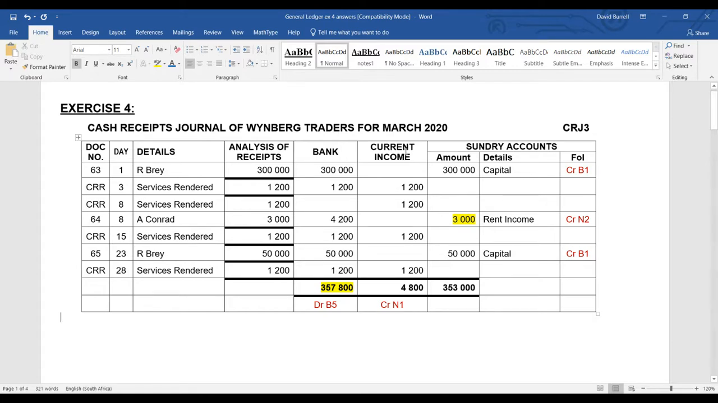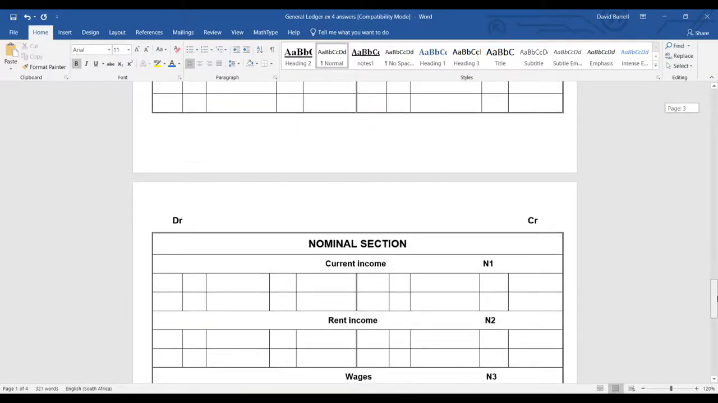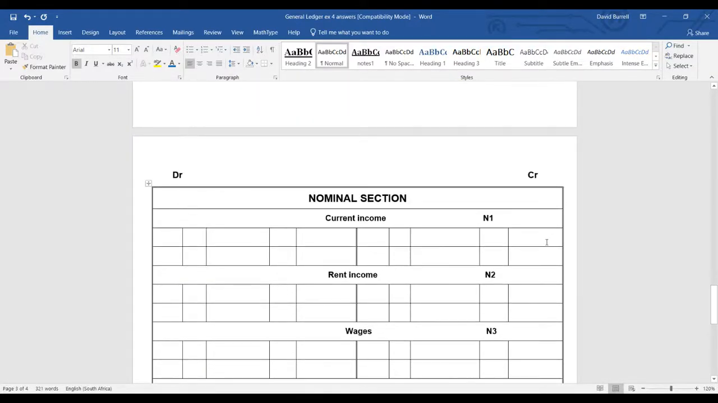Okay, now I've got current income. It's a total of 4,800. It goes to the credit side of account N1. Current income account N1. I'm actually just going to put the amount in first because that way I just can't forget it. And then just go and put all the other information in here.